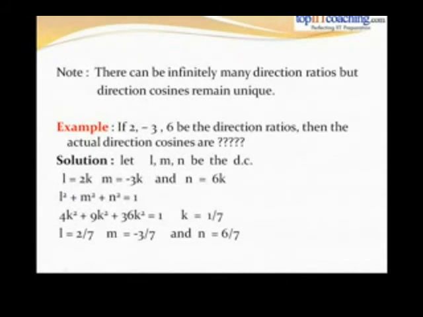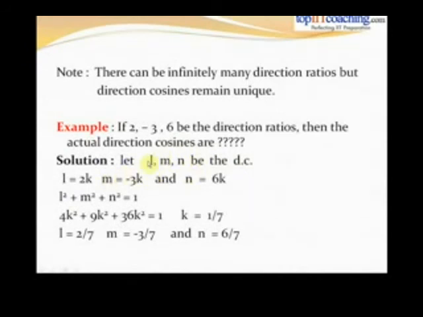Let's try to solve an example. If 2, minus 3, 6 be the direction ratios, then the actual direction cosines are? So in this problem we have been given the direction ratios, and we have to find the actual direction cosines corresponding to these direction ratios. So what we do? Let us say that L, M, N be the direction cosines. So we take direction cosines as L, M, N.